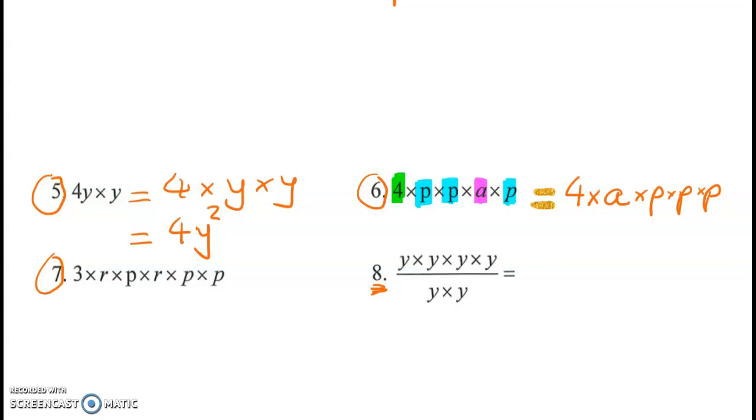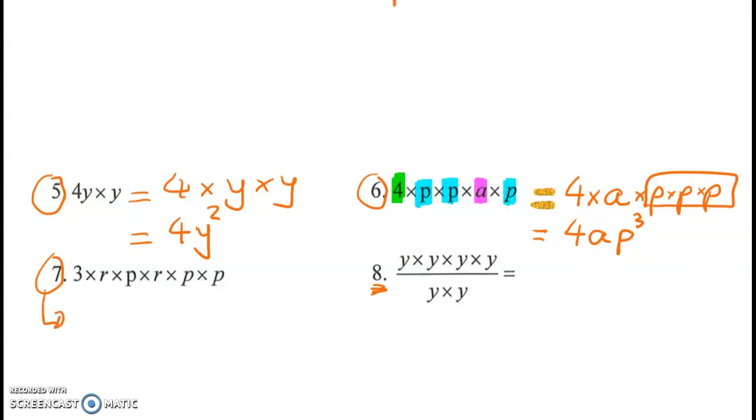So this line of working, you don't have to show that, but that's my brain trying to sort out what I'm doing. So we can write that as 4AP cubed, right? It's P cubed because I'm timesing P by itself 3 times. So that's that one done.